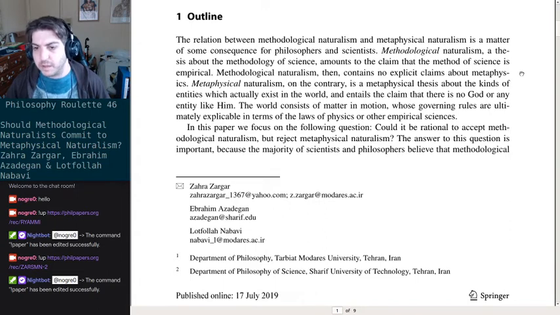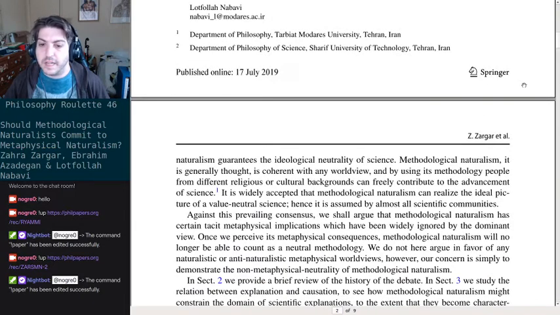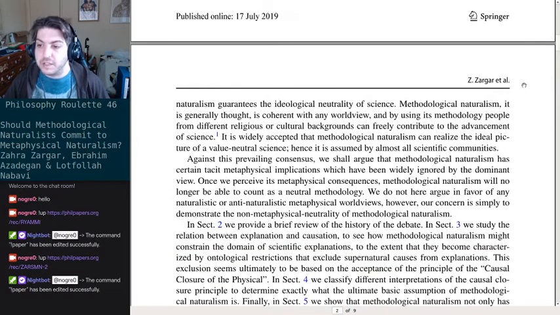In this paper, we focus on the following question: could it be rational to accept methodological naturalism but reject metaphysical naturalism? The answer to this question is important because the majority of scientists and philosophers believe that methodological naturalism guarantees the ideological neutrality of science. Methodological naturalism, it is generally thought, is coherent with any worldview, and by using its methodology, people from different religious or cultural backgrounds can freely contribute to the advancement of science. It is widely accepted that methodological naturalism can realize the ideal picture of value-neutral science. Hence, it is assumed by almost all scientific communities.